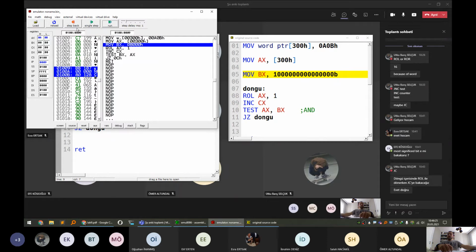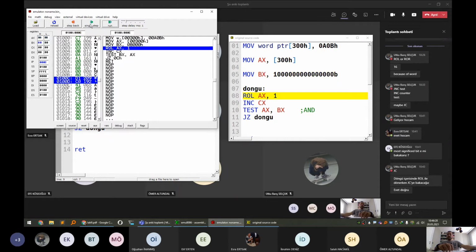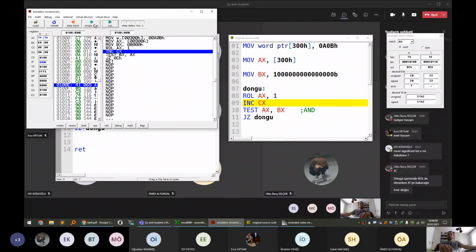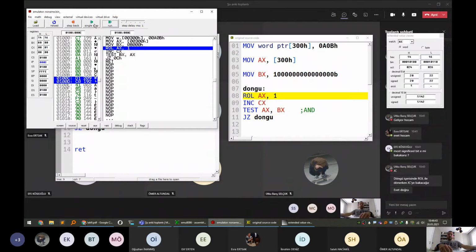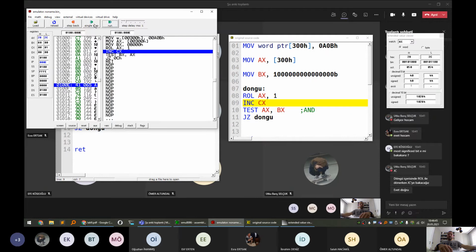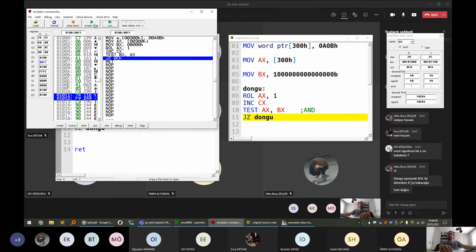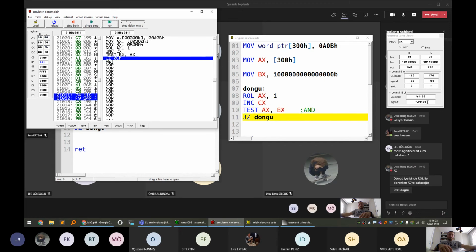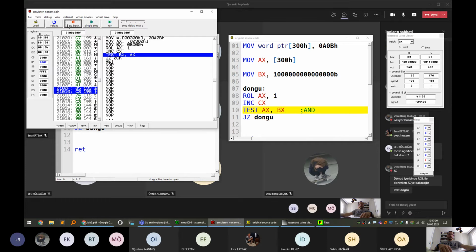Okay, we have a value. I'm going to use test with BX. BX is now 8000. Rotate left and check if it is negative, not negative. Jump to beginning, rotate left, increase CX, test if it is negative, not negative. Rotate left, test, rotate left. Now it is minus. And let me open the flags. Zero flag should be set.